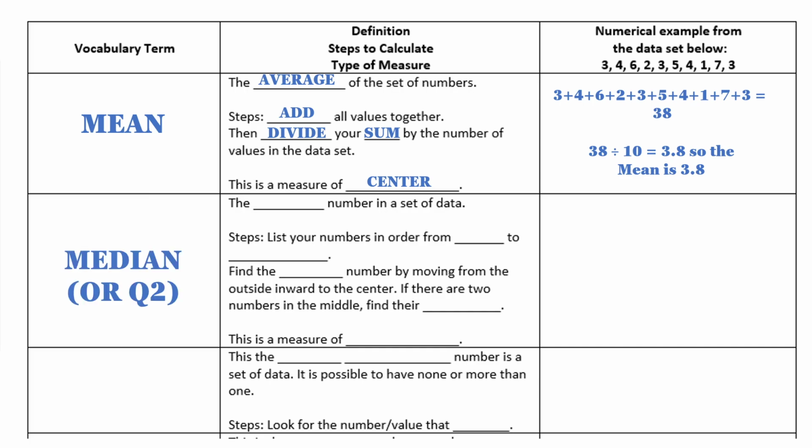The next word is the median, and sometimes people will call it Q2. Q2 is relevant to box plots and box and whisker plots. But what you need to know is that the median is the middle number in a set of data.